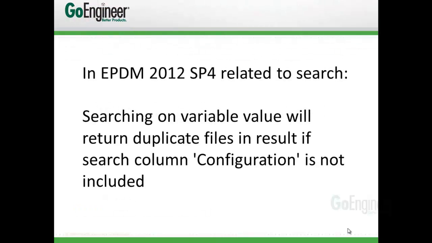With 2012 in Enterprise PDM Service Pack 4, with regard to the search tool, if you're searching on a variable and that variable is found in multiple configurations, you may see duplicate files in the results. Now, if you have a configuration column in the results, then you're not seeing this. Instead, you're seeing the different configurations in that configuration column. However, if you don't have a configuration column, the search will return those duplicate files, which can be very confusing.